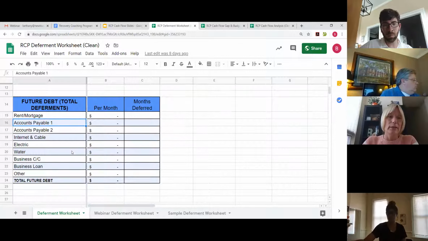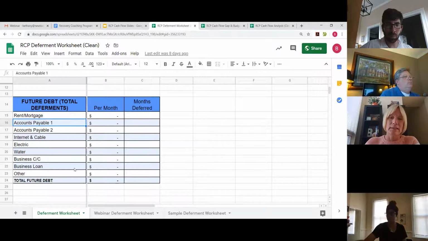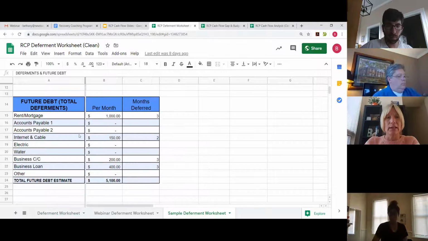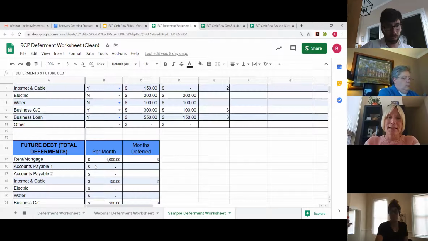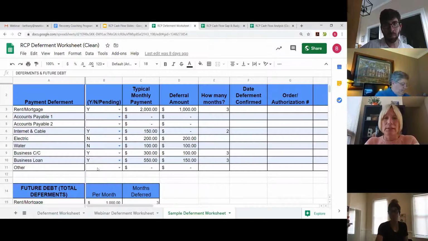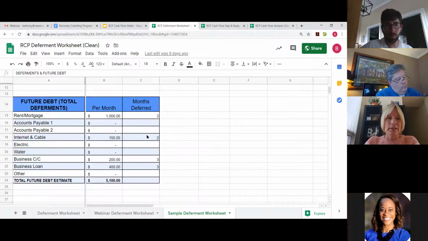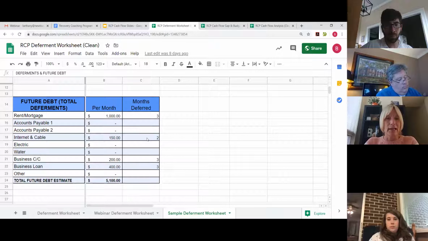So at some point, these payments are going to come back and be due, and it may increase your monthly payments at that time. So on all the worksheets that we're going to provide you today, we have also created a sample just so you can see what a typical small business would look like entering this kind of information in. And you can see in the case of this business, they've deferred 3 months of rent and some internet and cable, like I mentioned, and some of their loan and credit card payments.